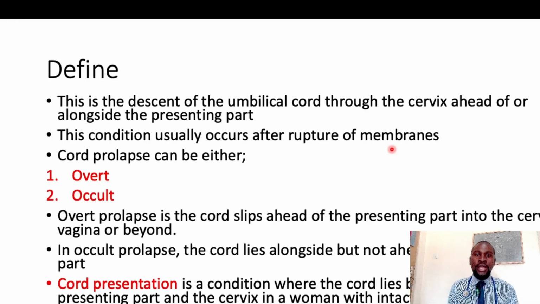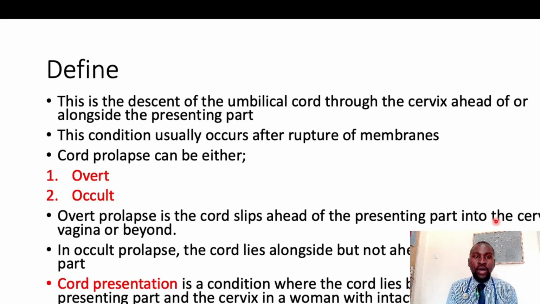Now, overt cord prolapse is when the cord slips ahead of the presenting part into the cervix, the vagina, or beyond that. So this cord is going to be ahead of the presenting part. If the presenting part is the head, we call it cephalic presentation, and it will slip ahead of the head. If it's a breech presentation where you may have the buttocks or the feet of the baby presenting, it may slip beyond that, and that is what you call an overt prolapse.